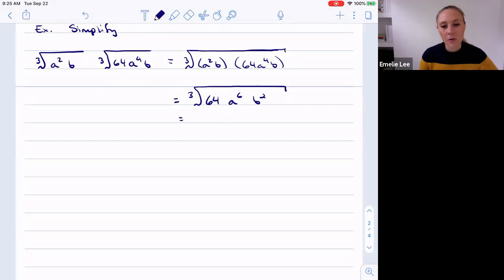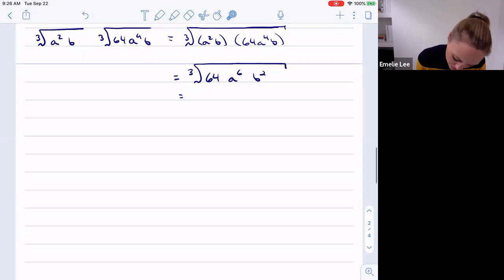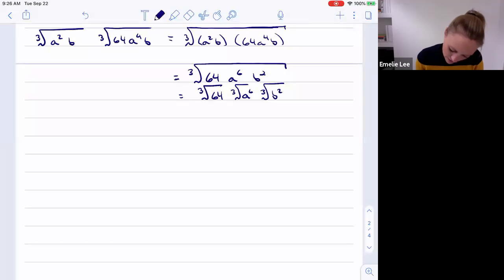If we've got 64 in there, I'd be tempted to see if it becomes just a nice whole number. Otherwise, I would leave it as the third root of 64. In fact, now I can do whatever I want with this thing. I can treat it like an accordion. I can smush the roots together, I can pull them apart. I'm allowed to do that because I'm only multiplying inside. So I can rewrite this as the third root of 64 times the third root of a to the sixth times the third root of b squared.